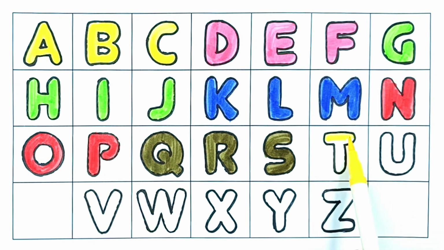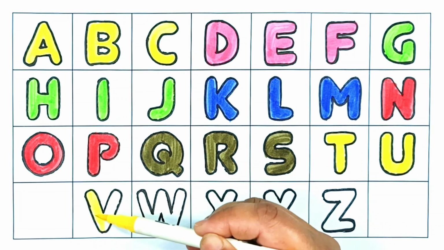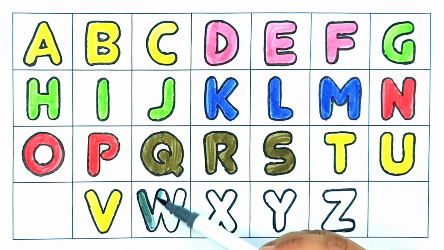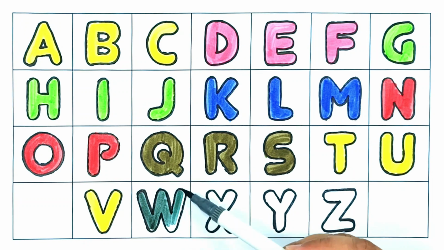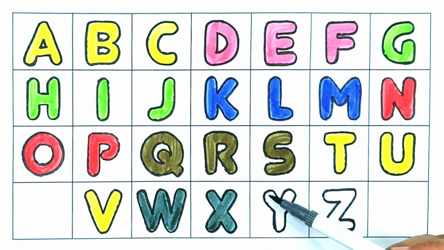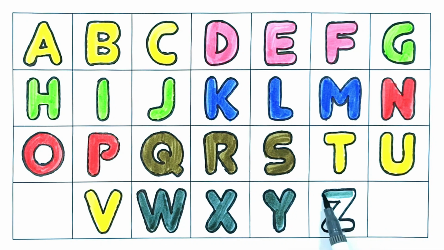T for train. T for train. U for umbrella. U for umbrella. V for van. V for van. W for watch. W for watch. X for xylophone. X for xylophone. Y for yacht. Y for yacht. Z for zebra. Z for zebra.